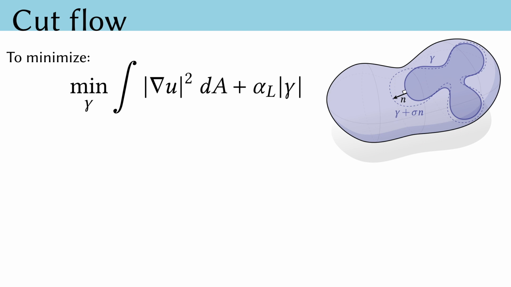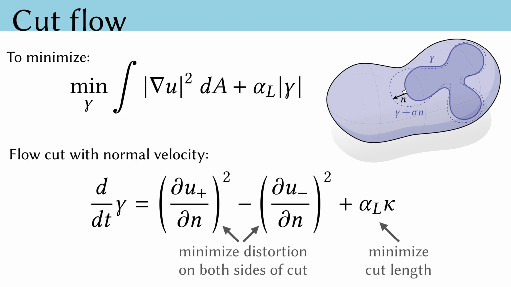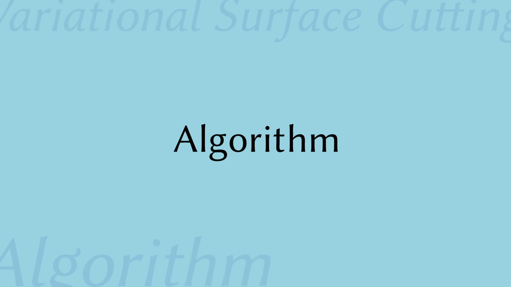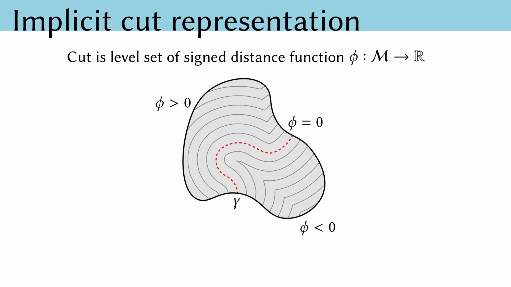Putting this all together, to minimize our cut energy, which has a distortion term and a length term, we flow the cut in the normal direction, with magnitude given by the distortion shape derivative and the length shape derivative. Notice that the distortion derivative appears twice with opposite sign, because along the cut, there is distortion on both sides of the curve. Now that we've derived our flow in the smooth setting, we can express it as an algorithm on triangle meshes. Of course, there are many possible discretizations of this flow, and here we're just presenting one particular approach that we found to be effective.